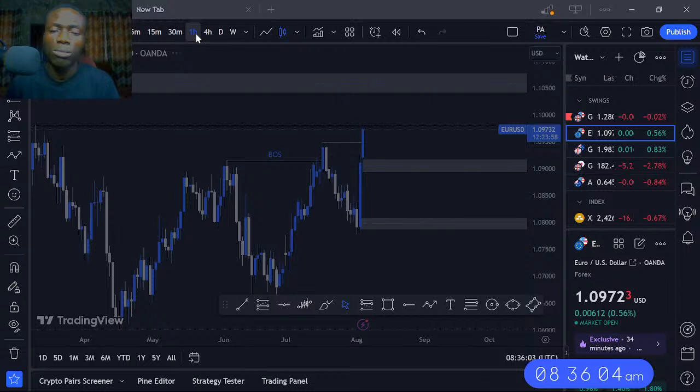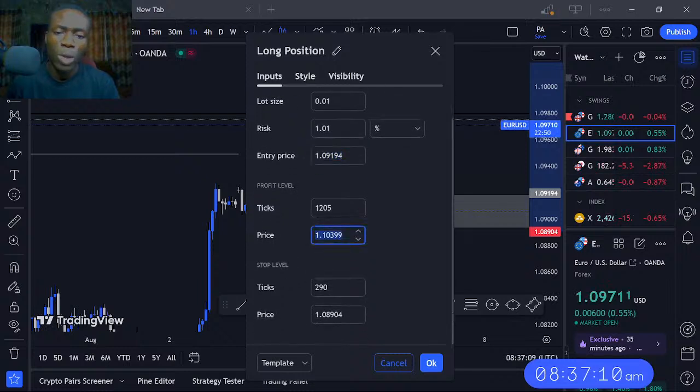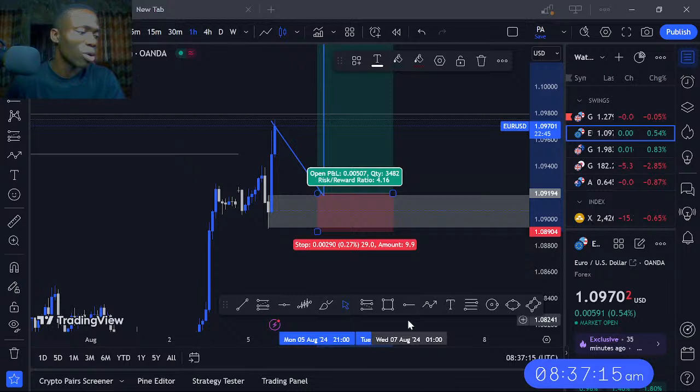We should be more concerned about looking for sells instead of buys. But in a situation whereby the market closes full, we are looking for entry once the market pulls back to that area of demand, and then our take profit is at 1.10399, and our stop loss at 1.08904. Looking forward to trading Euro USD from there.